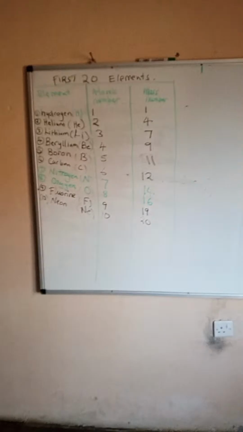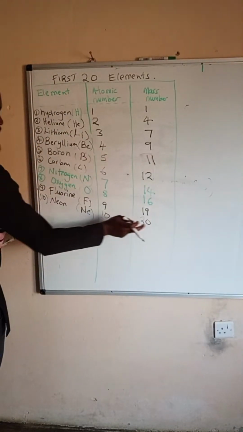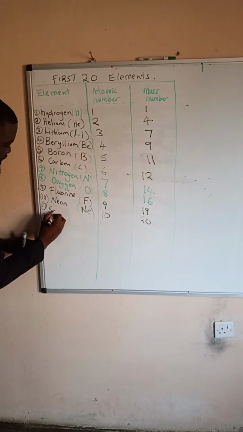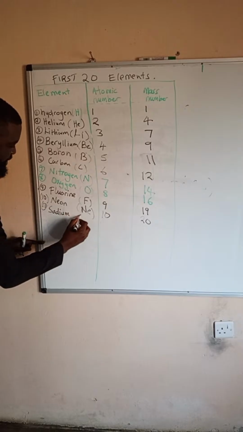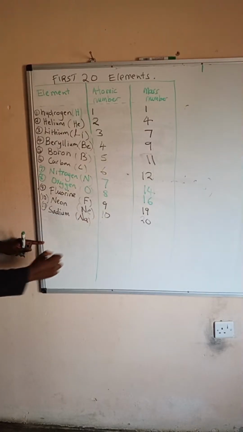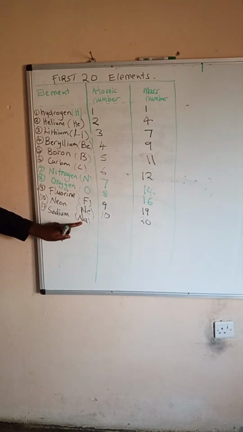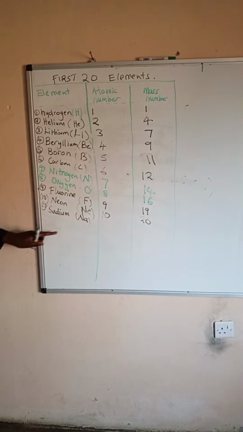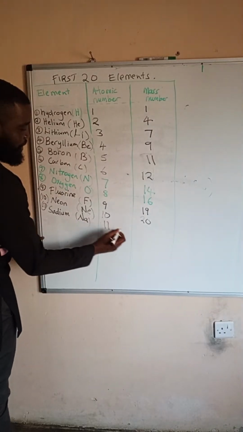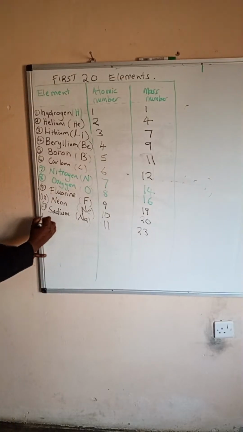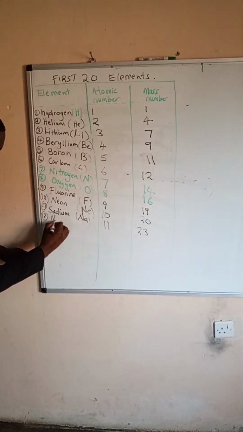So the atomic number is 10, mass number 20. After that, 11 is sodium. It is represented by Na, capital letter N, small letter a. You see, sodium is not represented by S. Its atomic number is 11, and the mass number is 23. After sodium, 12 is magnesium.